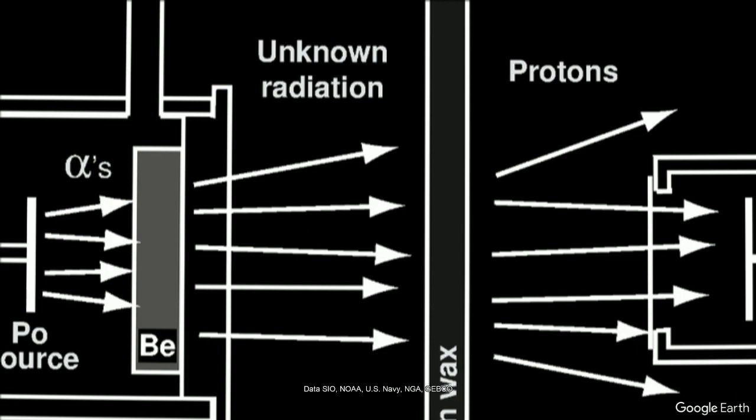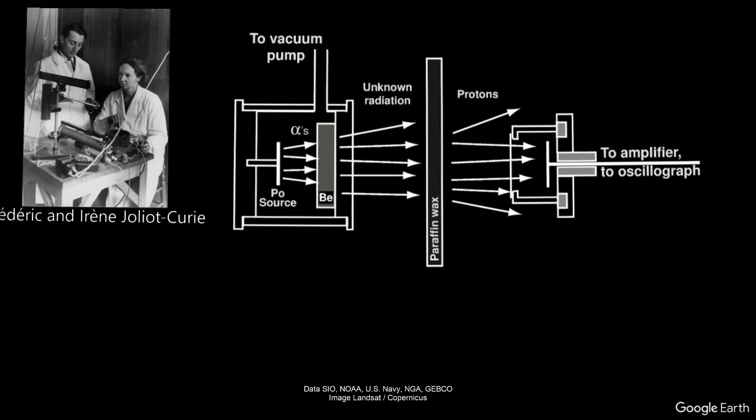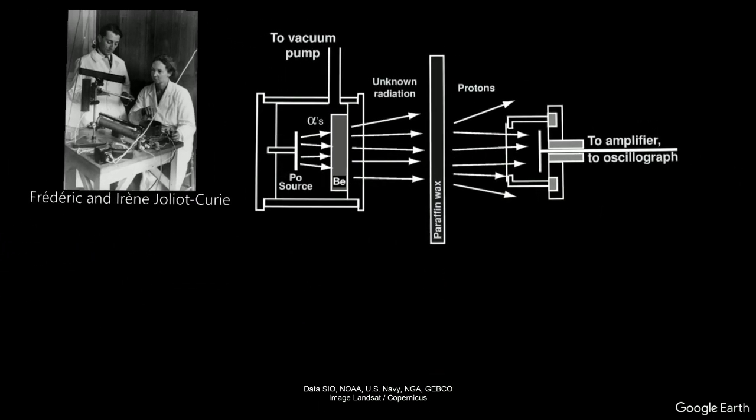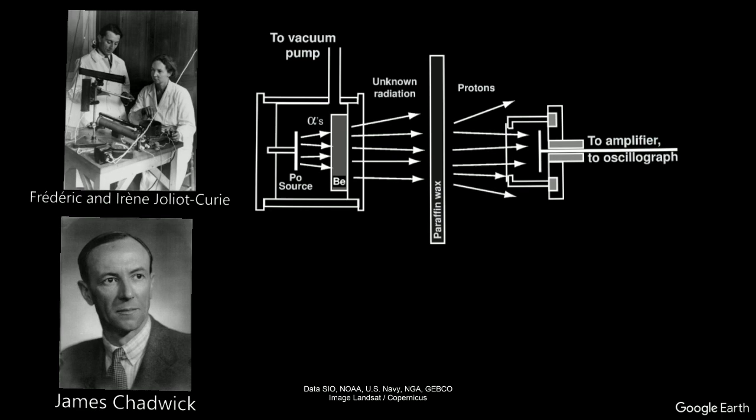Joliot-Curie believed that the radiation hitting the paraffin target must be high-energy gamma photons, but James Chadwick, an English physicist, thought that explanation didn't fit. Photons having no mass wouldn't knock loose particles as heavy as protons from the target. In 1932, he tried similar experiments himself and became convinced that the radiation ejected by the beryllium was in fact a neutral particle about the mass of a proton.